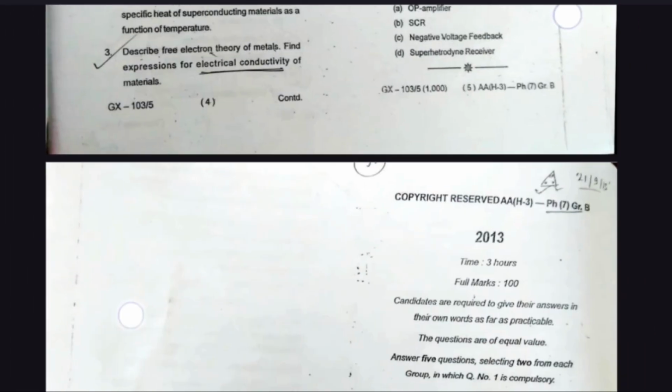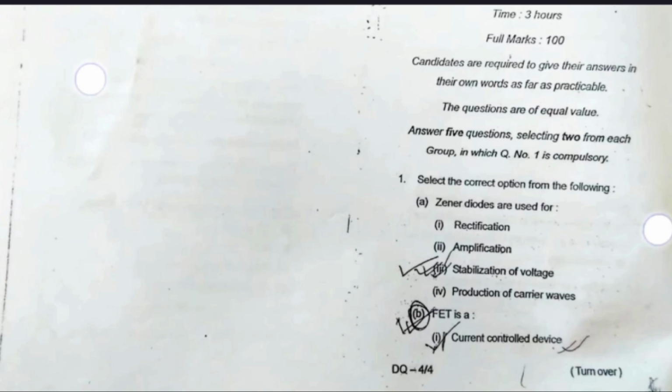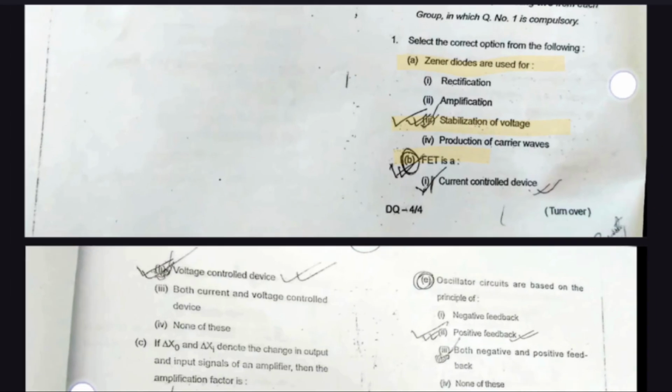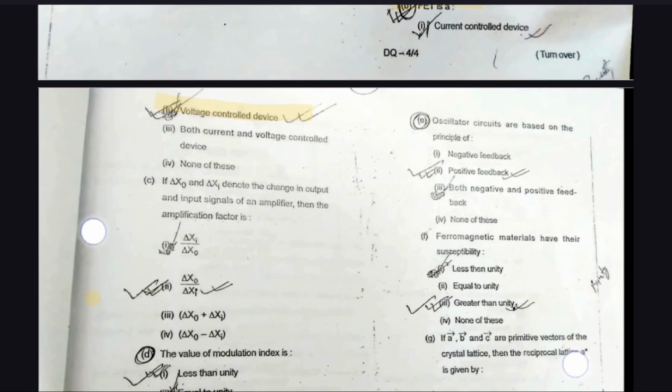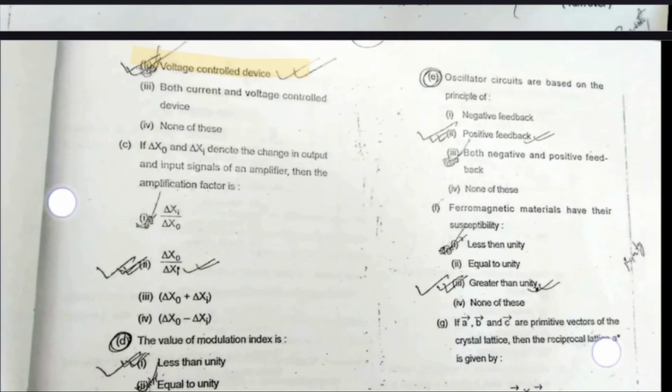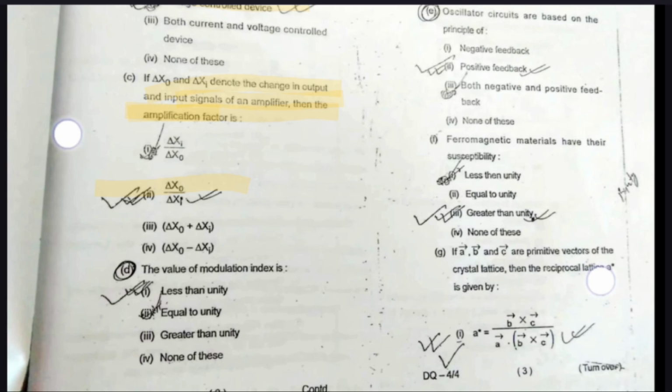And 2013, question number 1: Zener diodes are used for stabilization of voltage. FET is a current control device. No, this is not correct. Voltage control device is correct. If del x0 and del xi denote the change in output and input signal of an amplifier, then the amplification factor is del x0 over del xi, so B is correct.